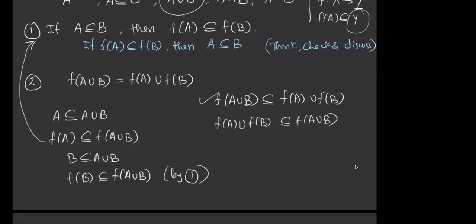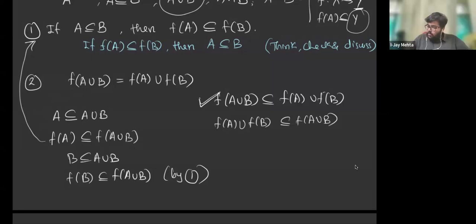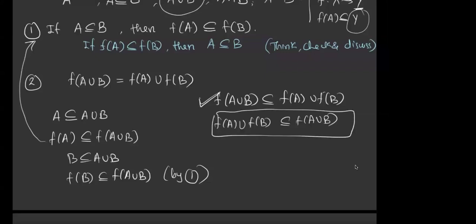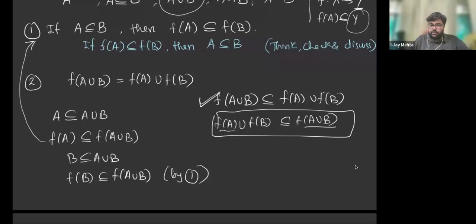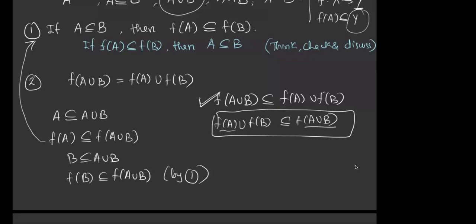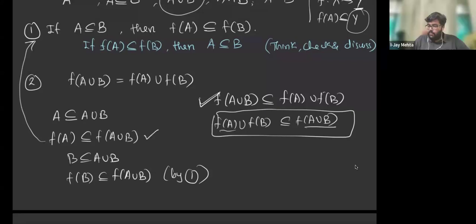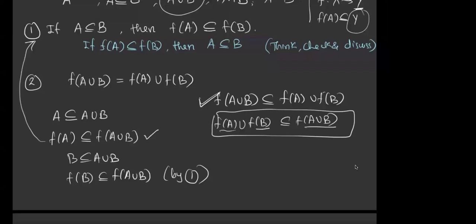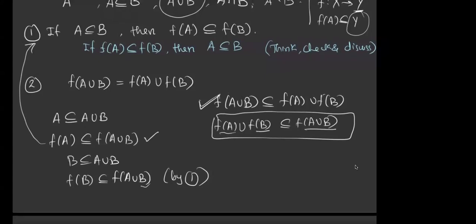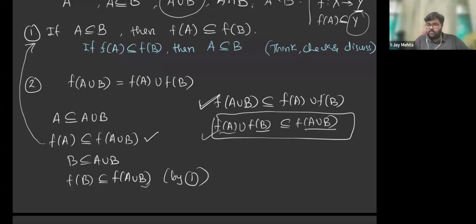F of A union B subset of F of A or F of B. No, this we already did. We are doing this now, right? Yes, sir. But what do we know? Is F of A a subset of F of A union B? Yes, sir. We have shown this. What about F of B? Is it a subset of F of A union B? Yes. So what can we say? F of A union F of B is a subset of F of A union B.